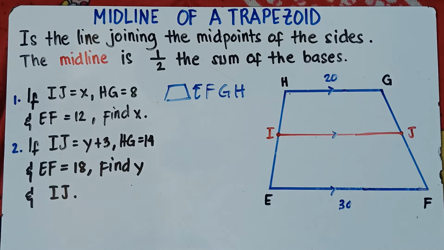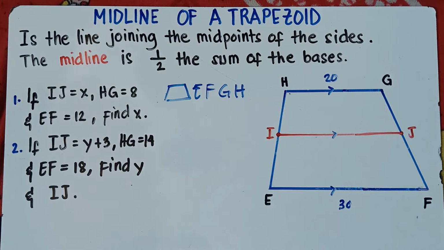So you can actually use the formula. Let's use the formula, class. In this scenario, if you are given examples like 20 and 30, you can just simply add, then divide by 2. But if the teacher asks for the formula, this will be the formula for the midline. So IJ is equal to 1/2 the sum of line segment HG plus line segment EF.